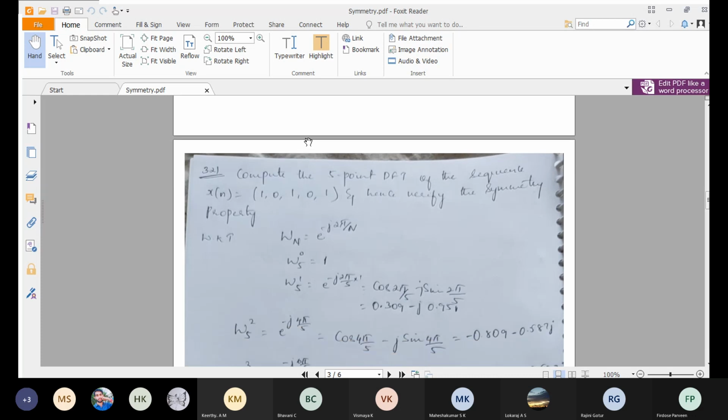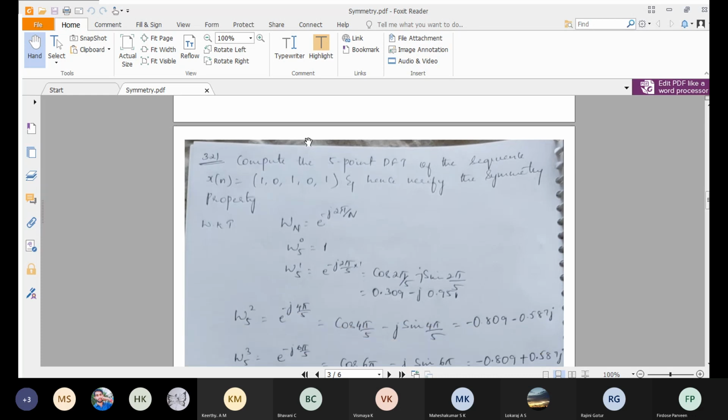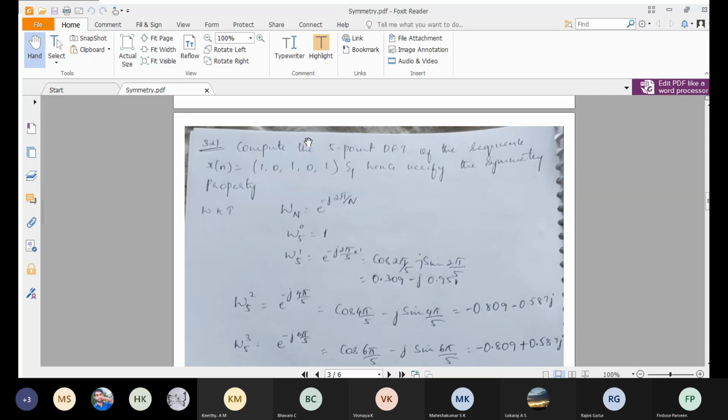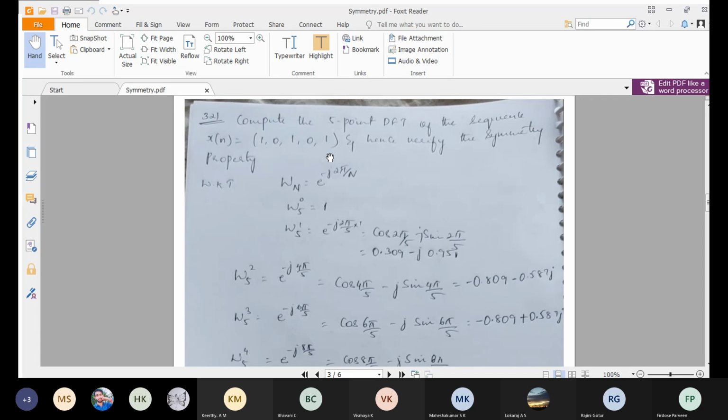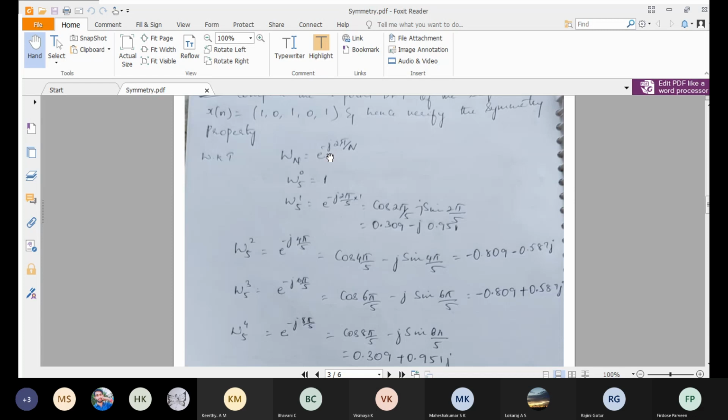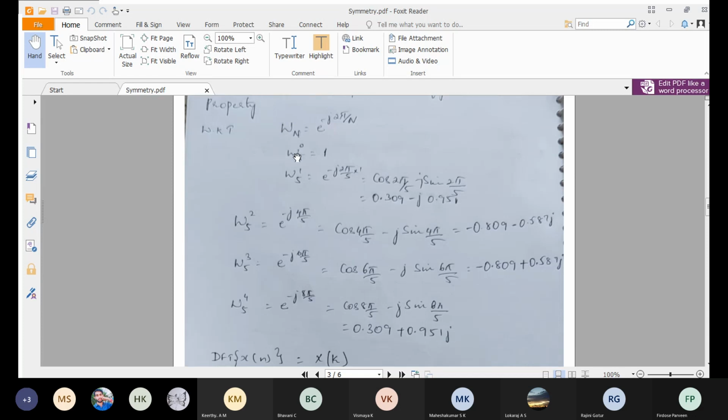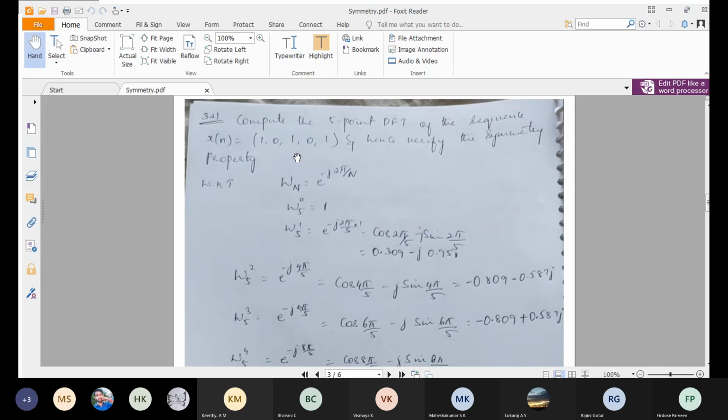So now they have given, compute the 5-point DFT of the sequence. The sequence is x of n equal to 1, 0, 1, 0, 1, and hence verify the symmetry property. As we know how to calculate W_N to the power of k, how many points have they given? They have given 5 points.